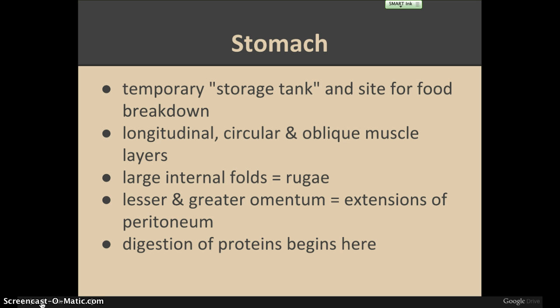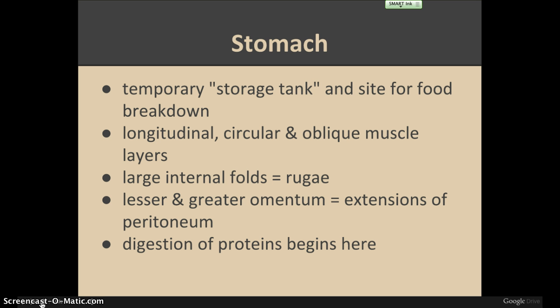Extensions of that peritoneum, of that lining, of that layer, are called the lesser and greater omentum. And it's in your stomach where protein digestion begins. Most digestive action in your stomach is not going to occur until you get to the pylorus or the pyloric region, which you should have labeled on your diagram the other day.